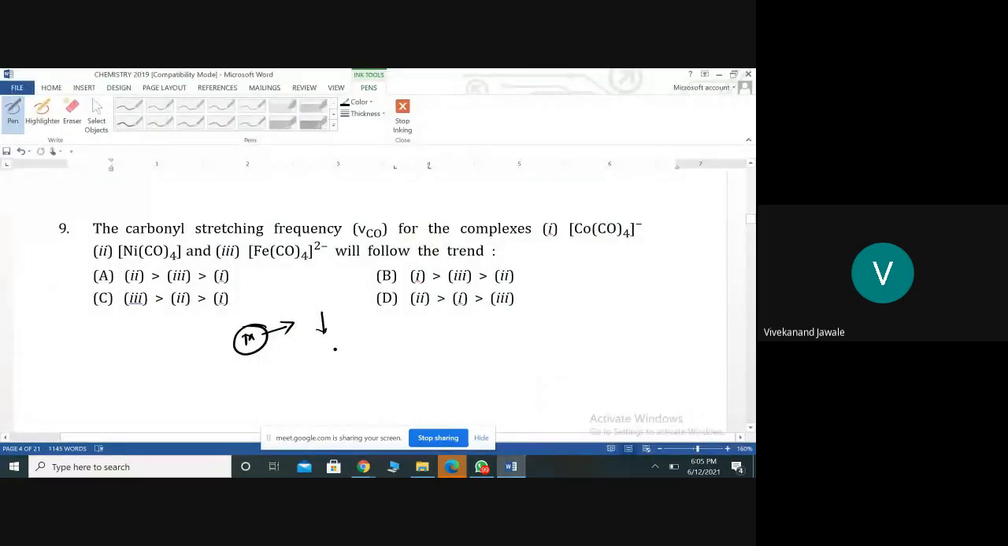What we are saying is that the metal is electron rich. If our metal is electron rich, then there will be lesser carbonyl frequency. तुमचा मेटल हा इलेक्ट्रॉन रिच आहे तर तुमची कार्बोनिल फ्रिक्वेन्सी कमी असायला पाहिजे. आता मेटल इलेक्ट्रॉन रिच कधी असेल, तुमच्या कॉम्प्लेक्स वरती जेवढा चार्ज जास्त, if we have a higher charge on your complex, that metal will be electron rich.